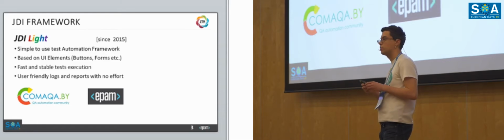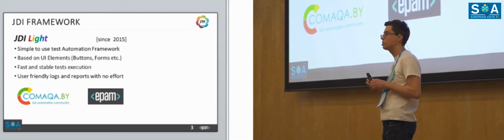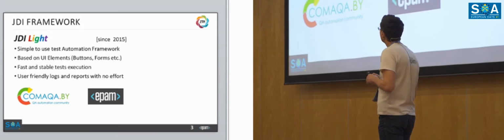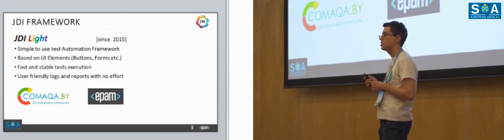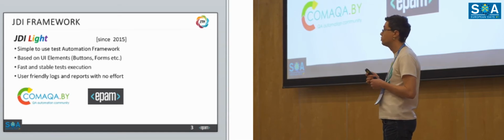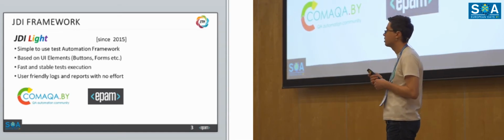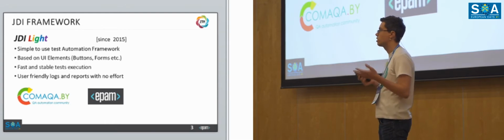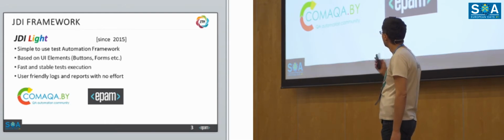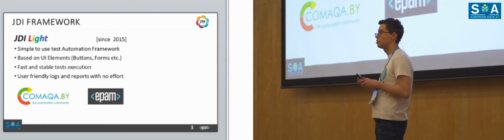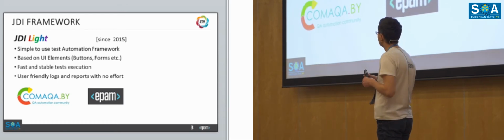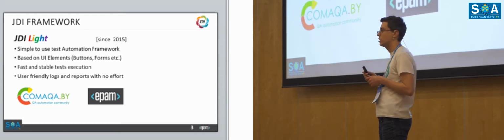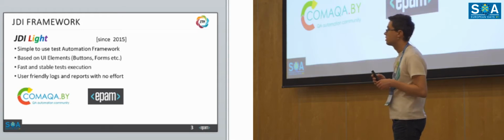And what is JDI Light? In a few words, this is a test automation framework based on UI elements, which are more native for the user than the common web elements or Selenium elements in standard frameworks. They are buttons, forms, tables, and so on. This is the part related to increasing the performance and stability of your tests, and it has pretty good logs and reports as results.